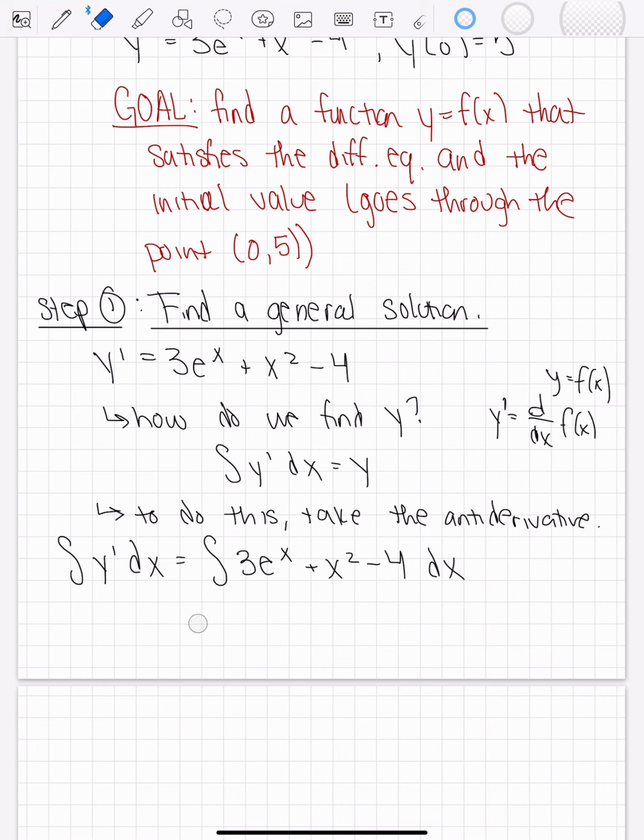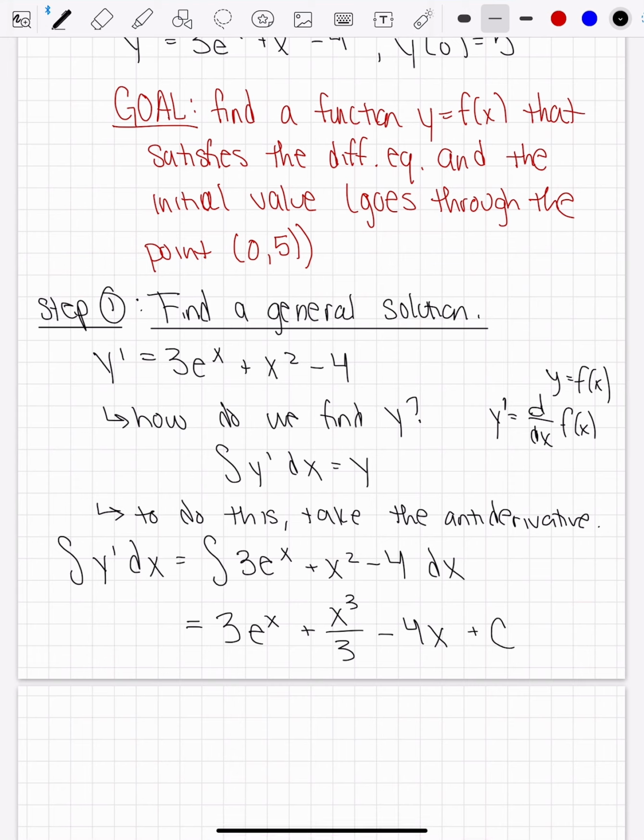Okay, so now we can do the antiderivative term by term. Remember the antiderivative of e to the x is just e to the x. The antiderivative of x squared, we use the power rule. That means we add 1 to the exponent and divide by the new exponent. And the antiderivative of a constant, remember we add an x. And then we have our c, right? And the antiderivative of y prime we know is y.